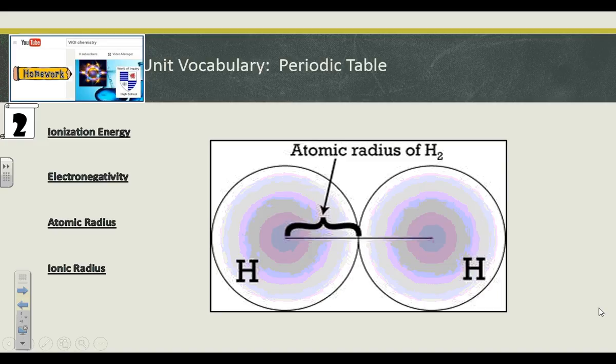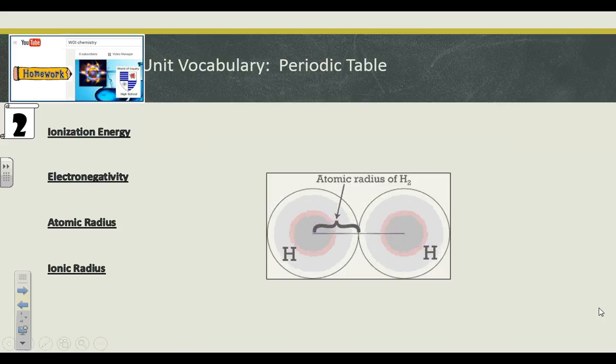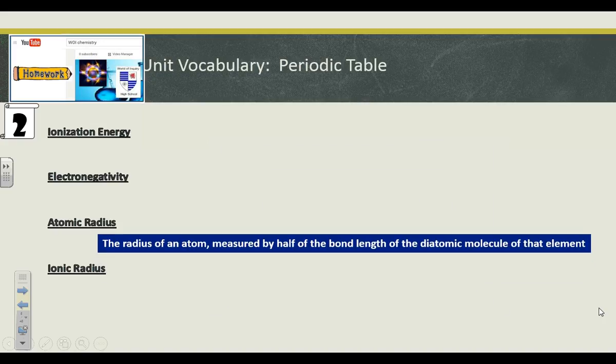Atomic radius. I've heard of the word radius before from math class, and it doesn't change much in this definition. It literally describes the width of an atom, specifically the radius of the atom, measured by half of the bond length from that picture of the diatomic molecule of that element. So that's just how the scientists go about measuring it, but I want to throw that in there just in case you see it worded that way someplace, somewhere, somehow. But it basically refers to how wide is the atom? How big is it? Is it large or is it small?